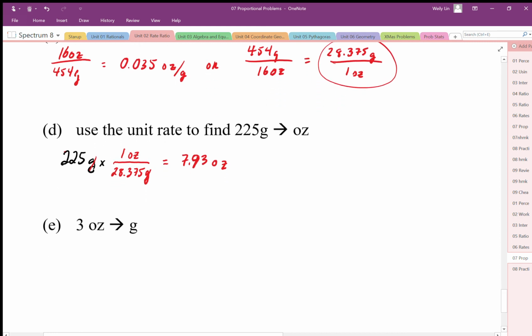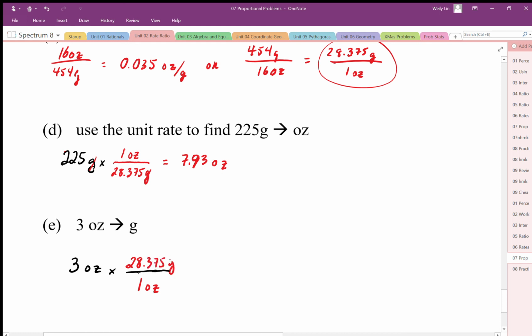So here we're going to start with 3 ounces, and I want to convert it into grams. So 3 ounces times, my unit rate needs to have the ounces on the bottom. So I'm going to have 1 ounce. This is going to be times 28.375 grams.